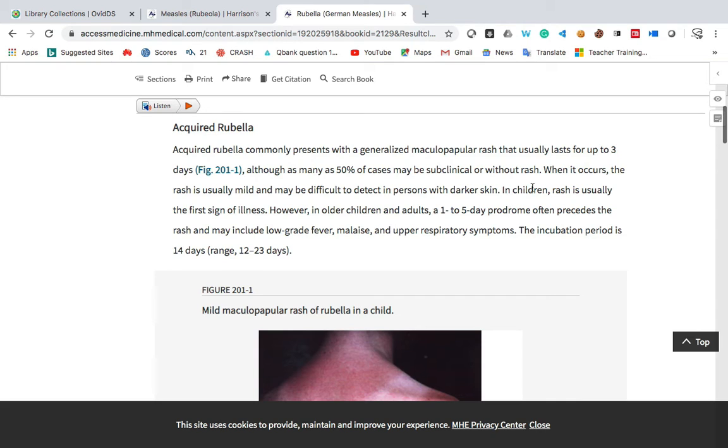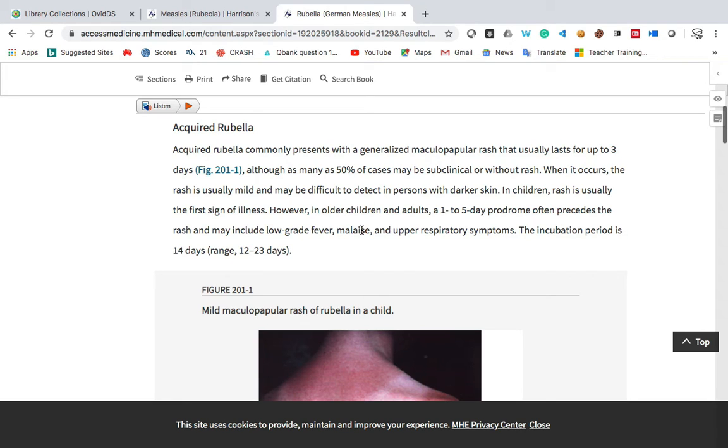Now in children, specifically children is mentioned, rash is usually the first sign of illness. See, it's clearly mentioned in Harrison that rash is the first sign of illness. Symptoms are fever, cries, and running nose; all that can be there, but the first sign is rash. However, in older children and adults, a 1 to 5 day prodrome often precedes the rash and may include low-grade fever, malaise, and upper respiratory symptoms.